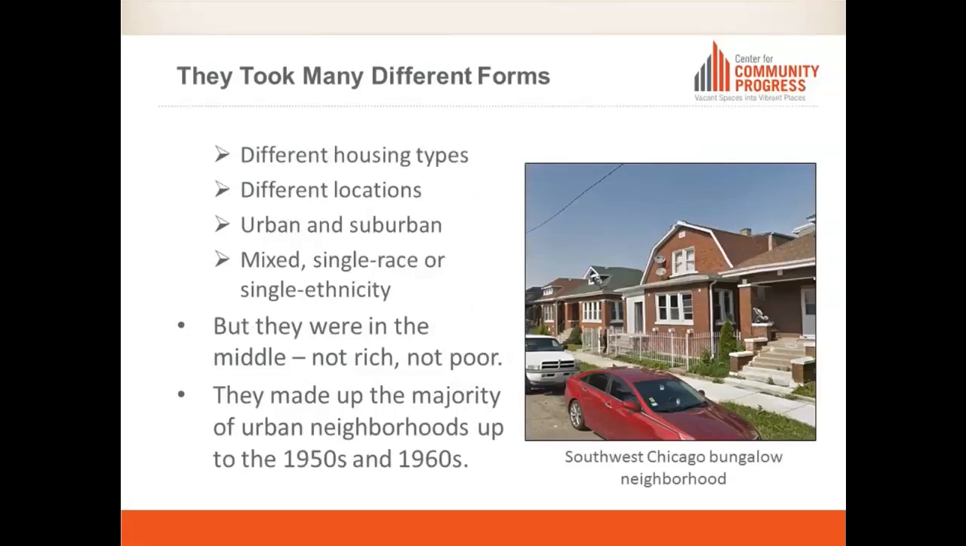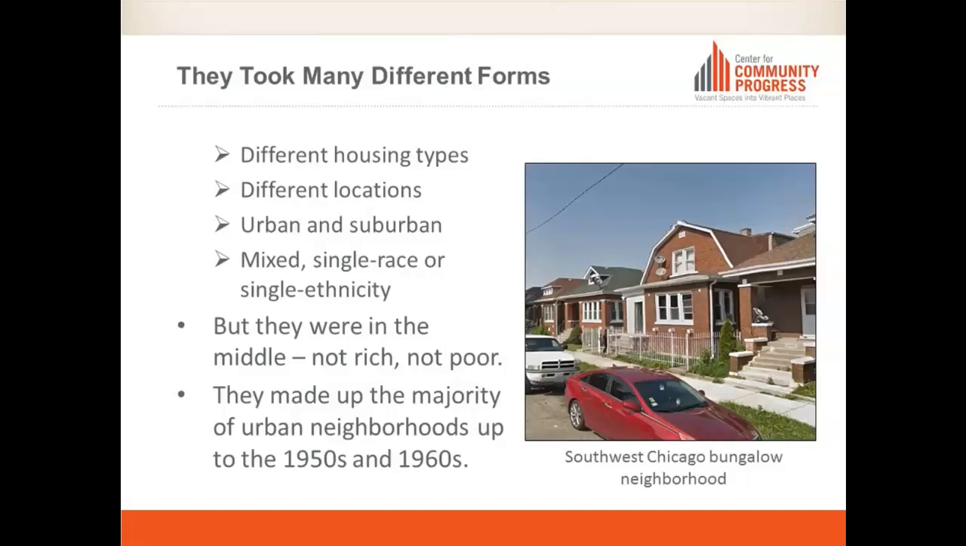You have different housing types. You have middle neighborhoods that are fairly close in, high-density neighborhoods near the center, as well as neighborhoods at the periphery of a city. You have, in many cases, a lot of the inner-ring suburbs, especially the working-class suburbs that grew up in the 50s and 60s, that are just as much middle neighborhoods as an urban neighborhood.